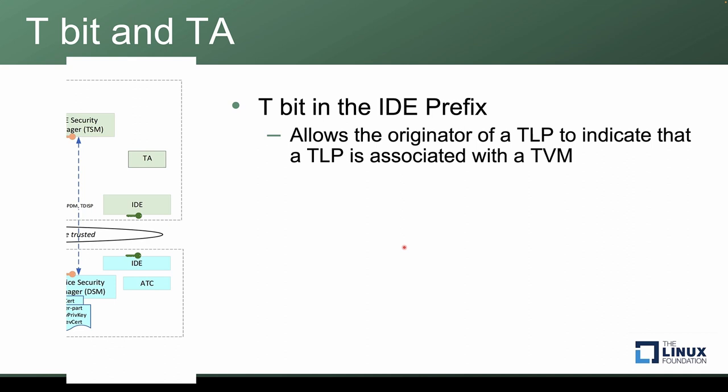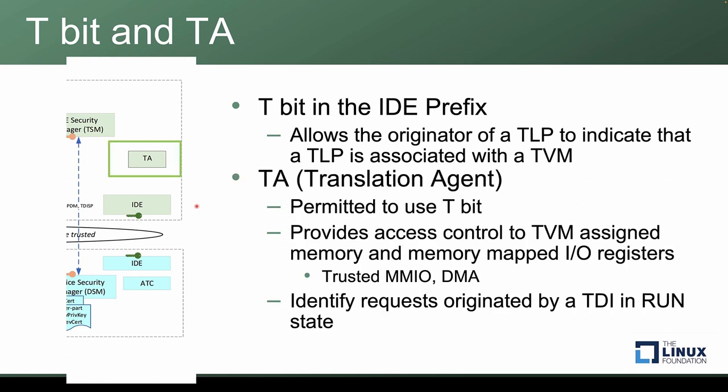I'll explain the TA here. Before explaining the TA, the standard added the definition of the T bit. The T bit is defined in the IDE prefix. It essentially allows the originator of a TLP to indicate that a TLP is associated with a TVM. And the TA in the picture is a translation agent.